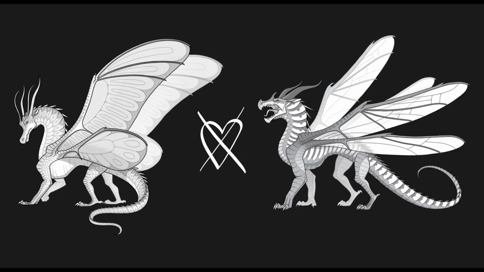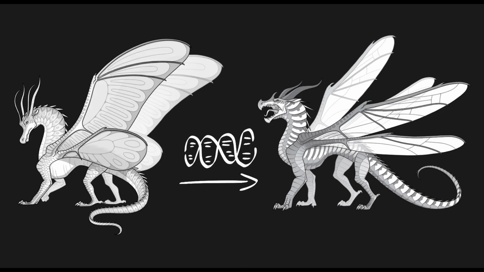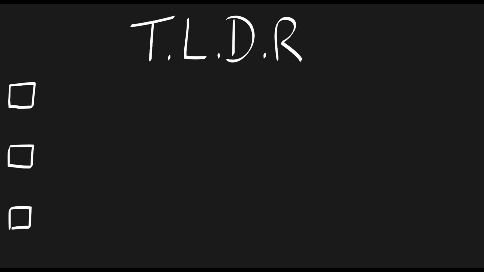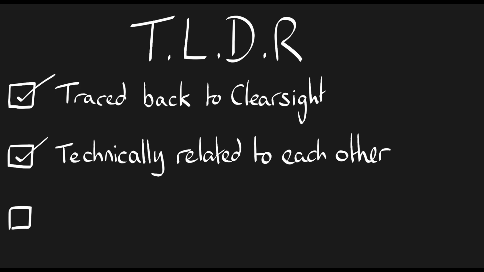And don't forget, breeding between the Silkwings and the Hivewings wasn't outlawed until after a minimum of around 272 years after the tribal split, so the gene pool would still be getting fresh DNA up until that point. After all of that, the TLDR is that yes, Hivewings can still all be traced back to Clearsight, and are all still technically related to each other. However, we needed to look at how many generations can pass within a certain time, in order to find out that the creation of the Hivewings is actually possible without poor genetics.